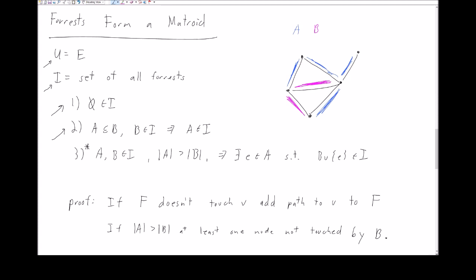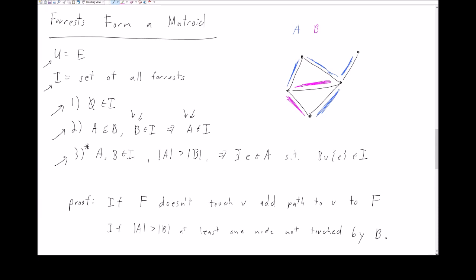If we have two sets, A and B, and B is an independent set, then A has to be an independent set. In this case, that means that if B is a forest, and we remove some of the edges of B, then the resulting object also has to be a forest. This is true because by removing edges, we don't introduce any new cycles, and so the resulting structure has to be a forest. The final property, the augmentation property, requires a little bit of work, and that's why it's starred.